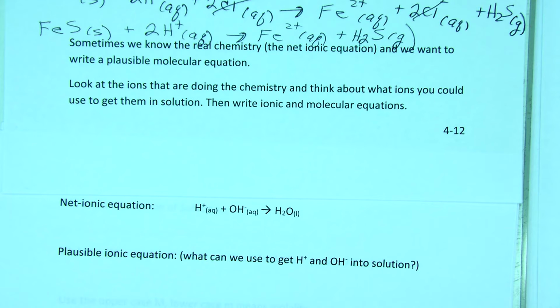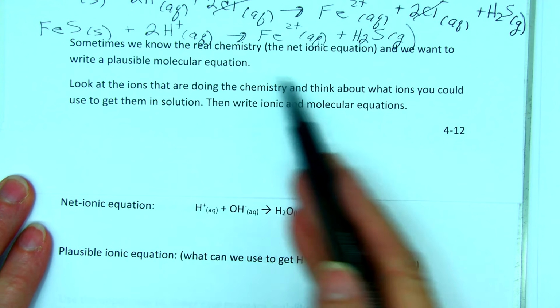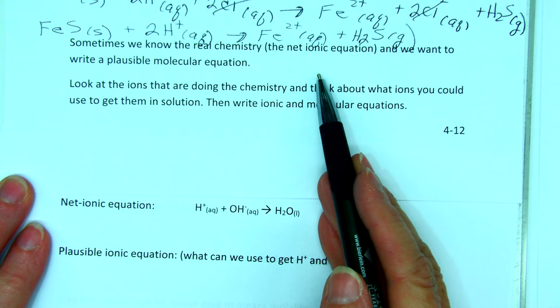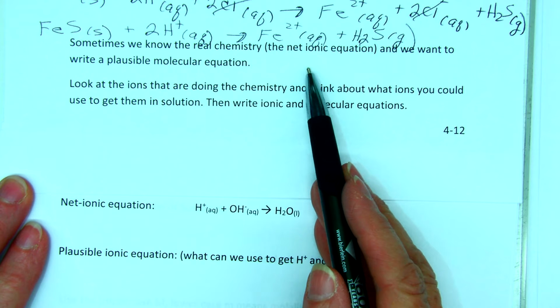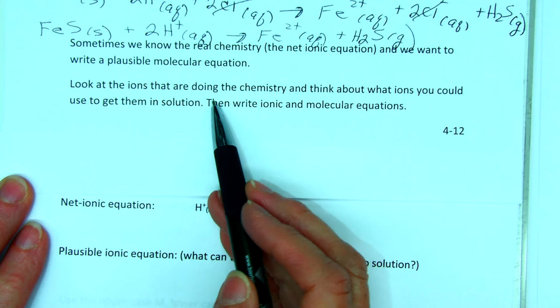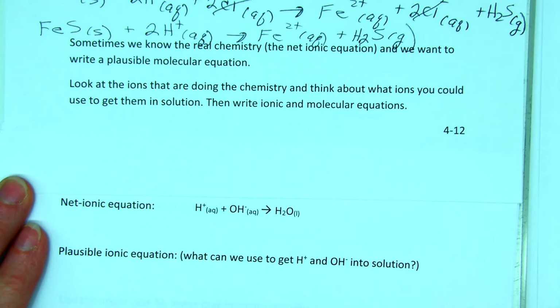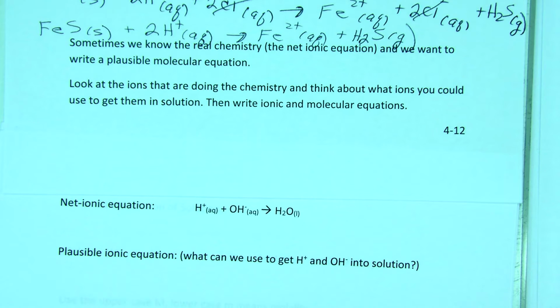Okay, so we looked at those molecular, ionic, and net ionic equations. And we started off with the compounds and we went down to the real chemistry. Sometimes we may know the real chemistry that we want to do, and then we have to think, well, how can I do this chemistry? So we can go backwards. We look at the ions doing the chemistry, think about what can get them into the beaker so they can do the chemistry, and we work backwards.